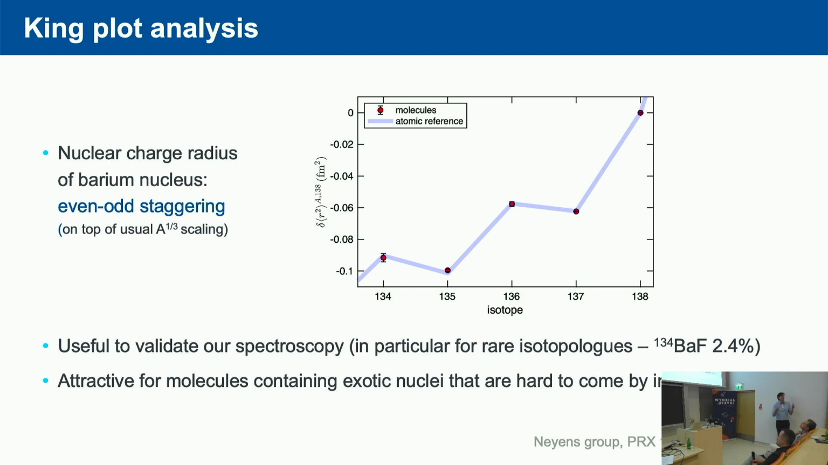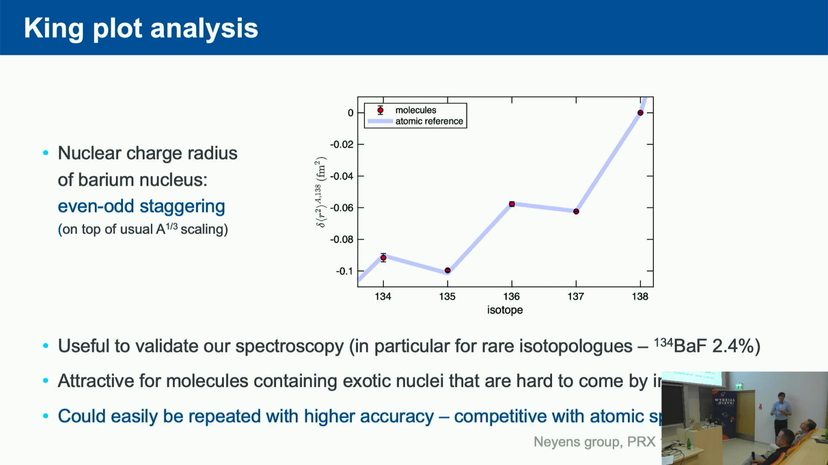When you create exotic nuclei, they often form molecules, actually. And so you can do spectroscopy on the molecules now and extract nuclear properties from this. And of course, as Mike was showing you, these vibrational transitions can be measured also with much higher accuracy. So eventually, you can consider this to be competitive with atomic spectroscopy.